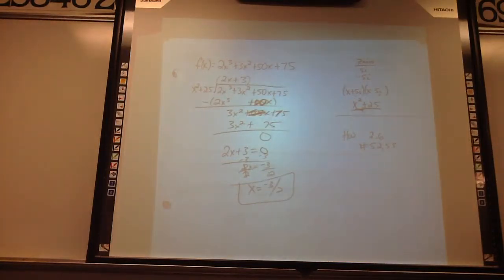So the zeros are negative 3 halves, 5i, and negative 5i. Yep, negative 3 halves, 5i, and negative 5i.